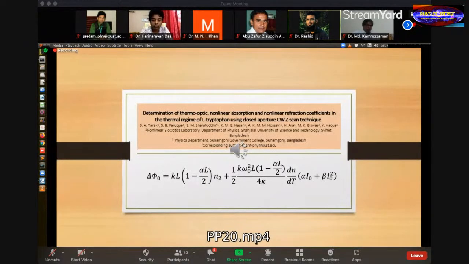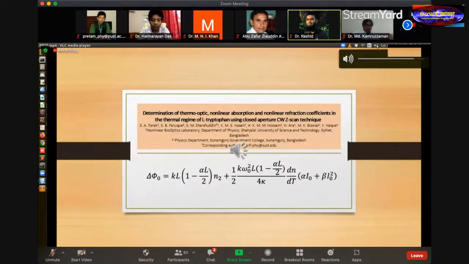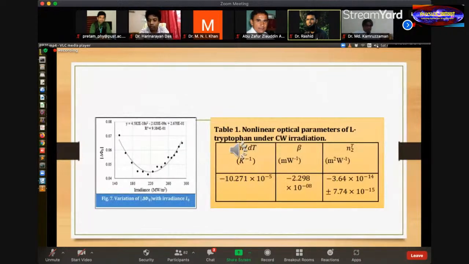In this research work, we have investigated the nonlinear optical response of L-tryptophan aqueous solution with a continuous wave diode laser of red color at the fluence range of 150 to 290 megawatt per meter square. Here we have modeled the nonlinear phase shift, including linear and nonlinear absorption. The variation of phase shift with power and the experimental results are presented here.